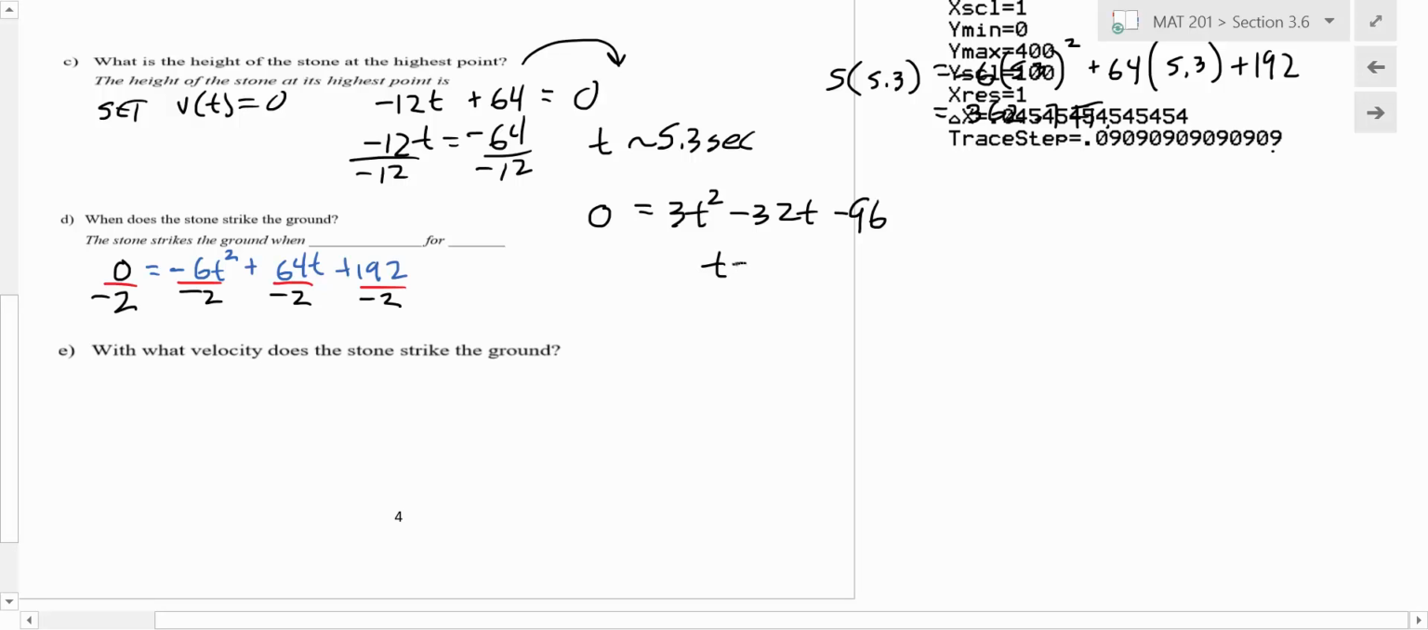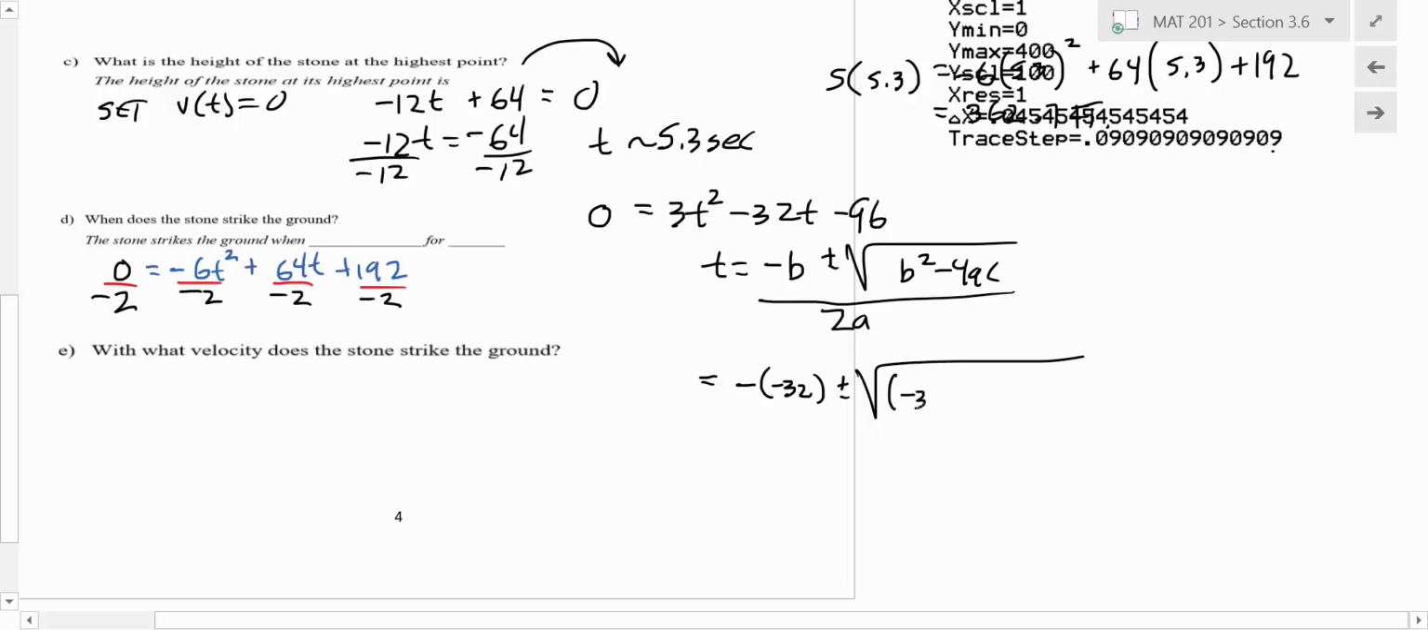Let's pull out the quadratic formula, which is negative b plus or minus the square root of b squared minus 4ac, over 2a. When we solve that, it'll give you the time when you're on the ground. We'll just use a calculator. So we're going to have negative negative 32, and b squared, negative 32 squared, and we'll have 4ac. C is negative 96, and all over 2a. So a is 3. I think I've got everything plugged in.